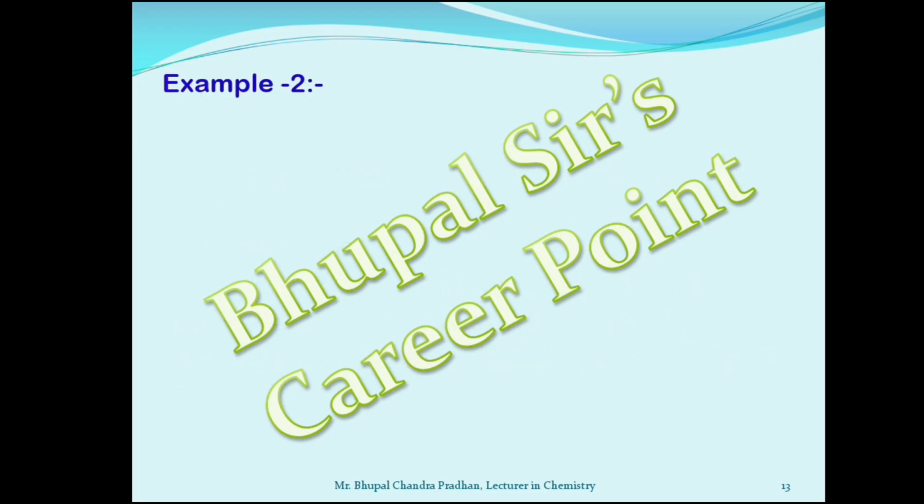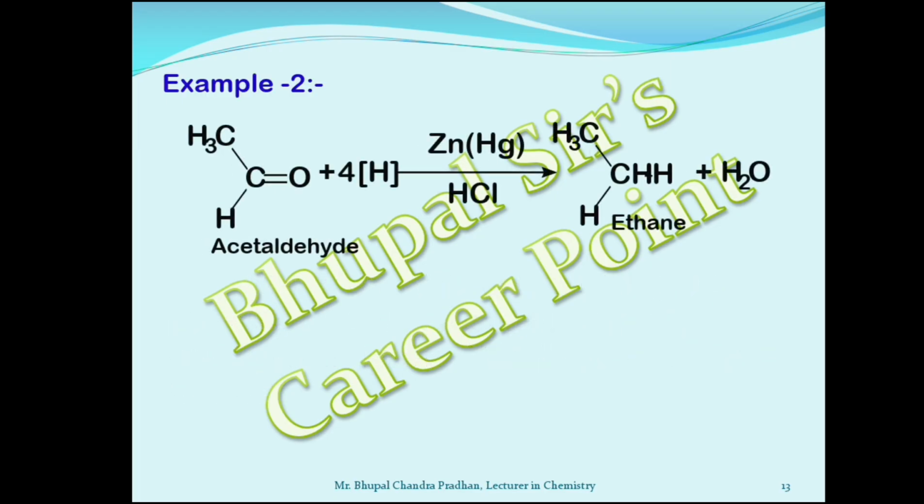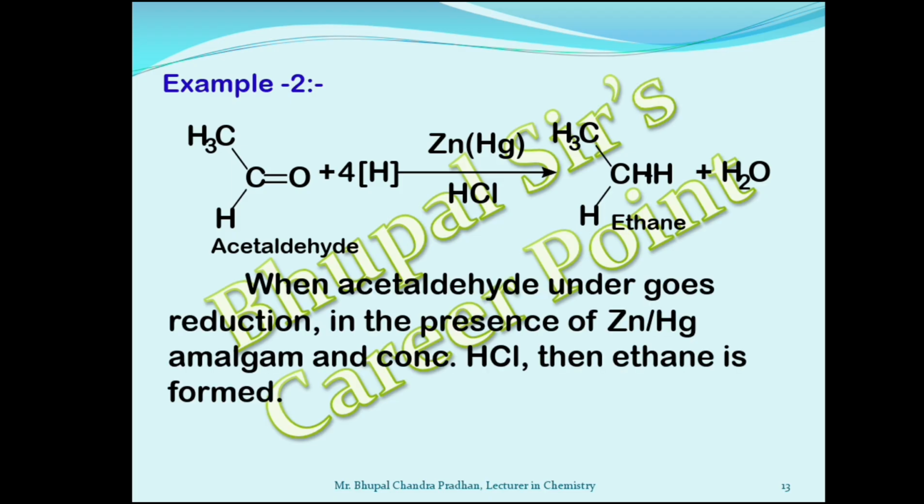Let us come to example 2. What happens when acetaldehyde undergoes Clemmensen's reduction? Whenever acetaldehyde undergoes Clemmensen reduction, it will give us ethane. In the statement we have to write down: when acetaldehyde undergoes reduction in the presence of zinc amalgam in concentrated HCl, then ethane is formed.